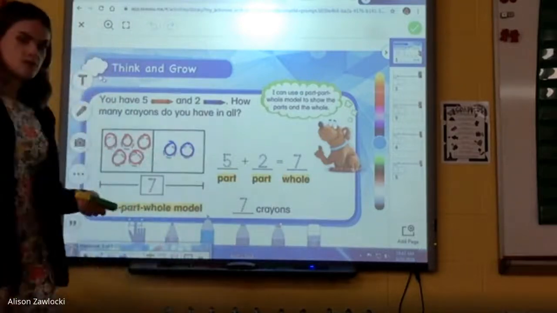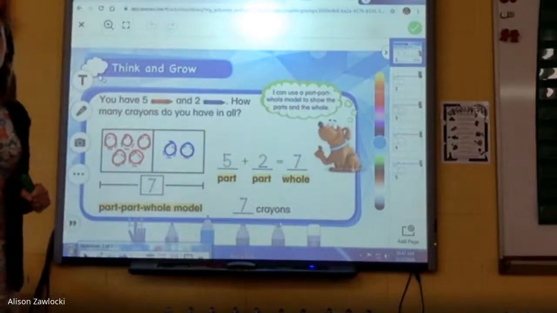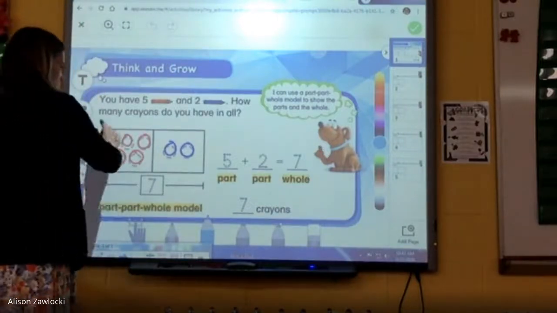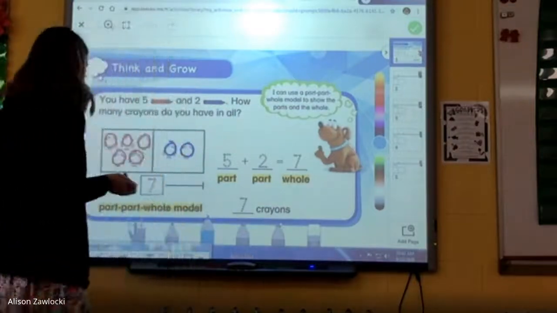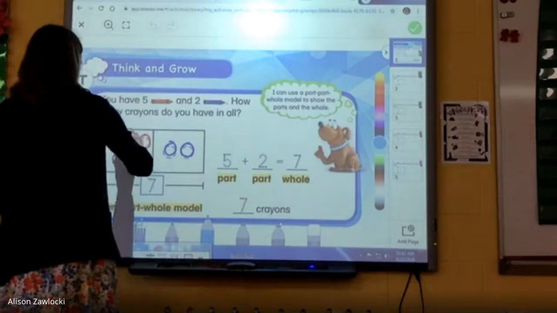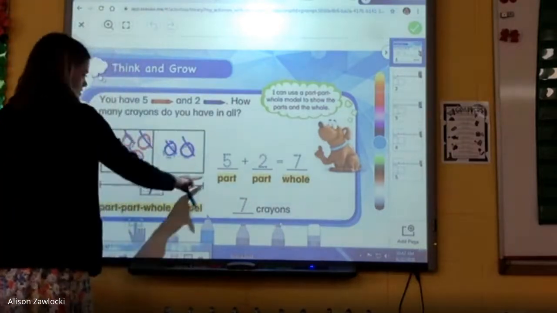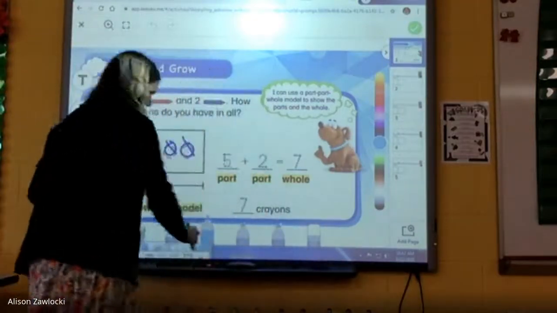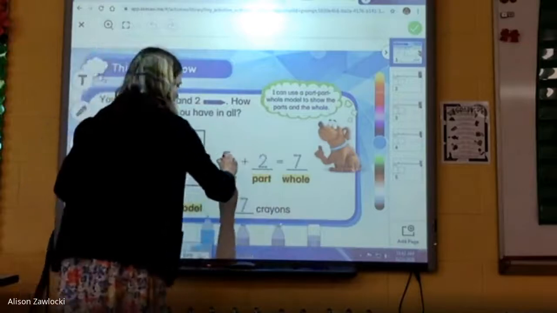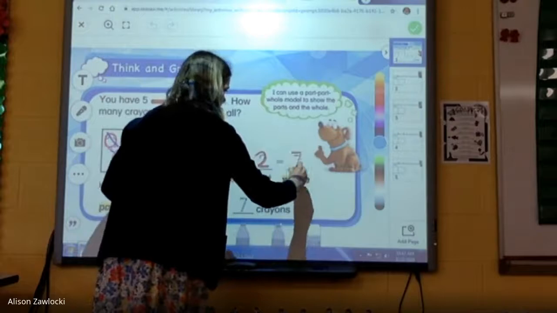Then once I do that, you could use your counters to double check yourself, and you could count on here using your circles, your pictures. You could go back through and cross them out as you count, so you make sure you count every object. So let's count. 1, 2, 3, 4, 5, 6, 7. My total, this means total, my total is 7. Then I'm going to write my number sentence, boys and girls. So I'm going to write 5 plus 2 equals 7.